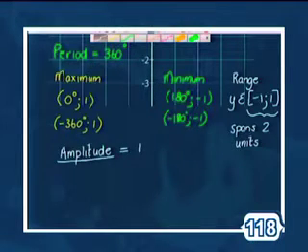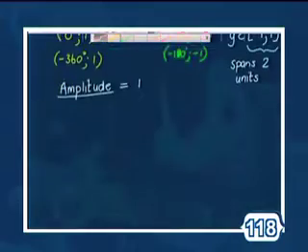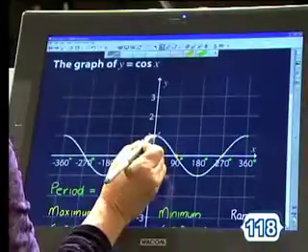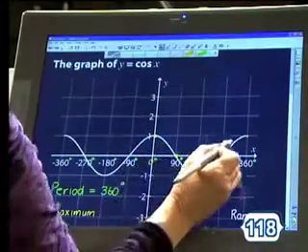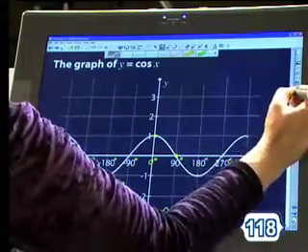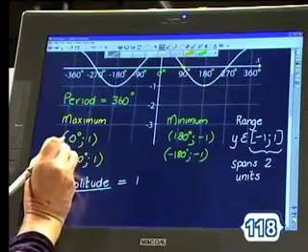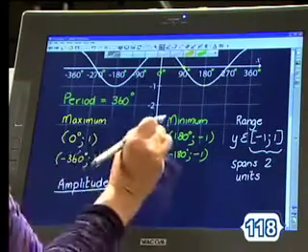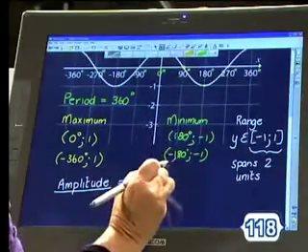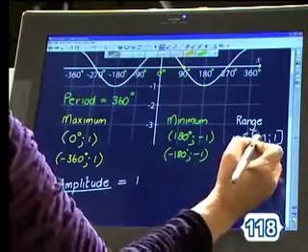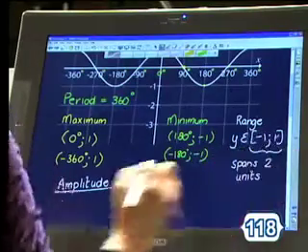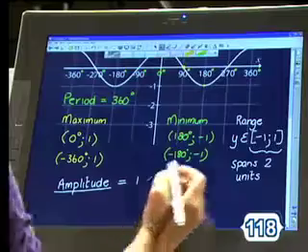So let's look at the language again. The period is how many degrees it takes to make a pattern. And remember, our pattern here is starting from 0 up to 360, and then it just repeats itself. Then again, where does it maximize? At 0 and minus 360. Where does it minimize? At 180 and minus 180. Our range is still from minus 1 to 1.